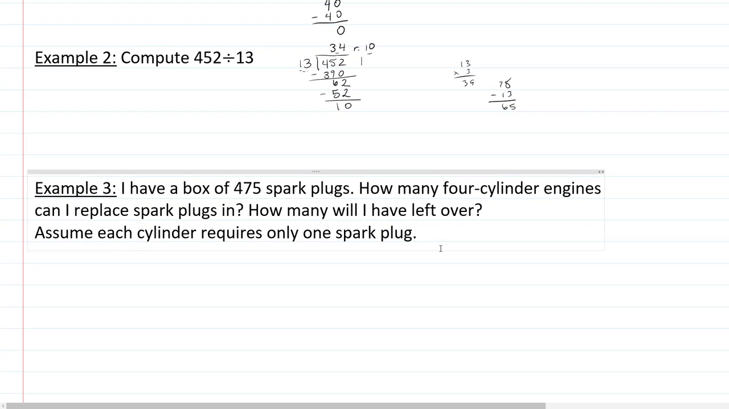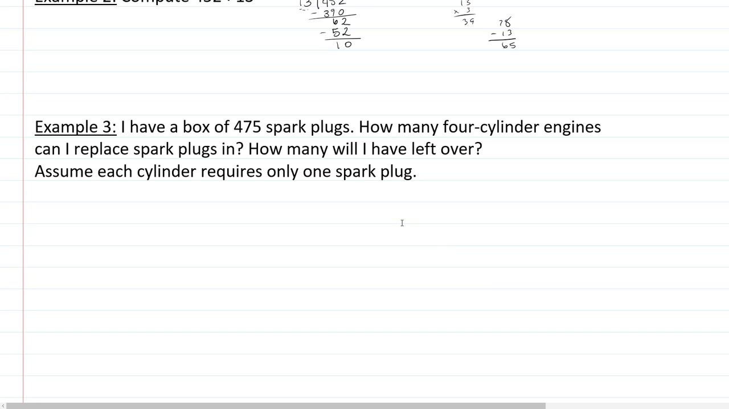Now let's try an application. I have a box of 475 spark plugs. How many four-cylinder engines can I replace spark plugs in? How many will I have left over? Assume each cylinder requires only one spark plug. So we have four-cylinder engines, right? And each cylinder requires one spark plug. So one engine is 4. And we need to divide into 475 because that's how many spark plugs we have. So how many engines could we fill up?